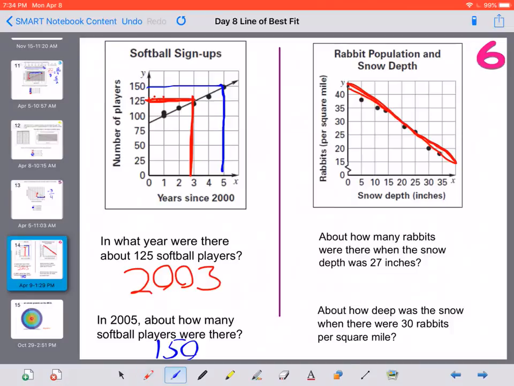Now in 27 inches, if I go up from there, looks like there was about 24 or 25 rabbits. So I'm going to say about 24 or 25. Now it says about how deep was the snow when there were about 30 rabbits per square mile. So I'm going to go over from 30. And I go down. Looks like about 20 inches.